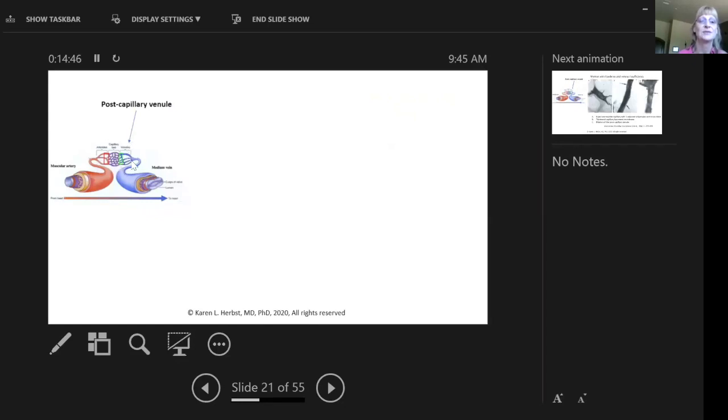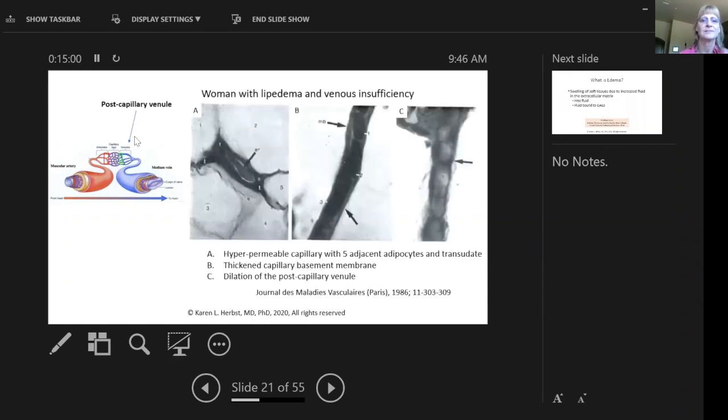So this is the region we think is of interest in lipedema. There are other things that can also cause leak from post-capillary venules, such as particular metabolites or cytokines, which are messages that are released from cells. So this is a picture of a capillary. It's surrounded by adipocytes here, and you can see there's this leak around the capillary that is entering the extracellular space or the extracellular matrix.